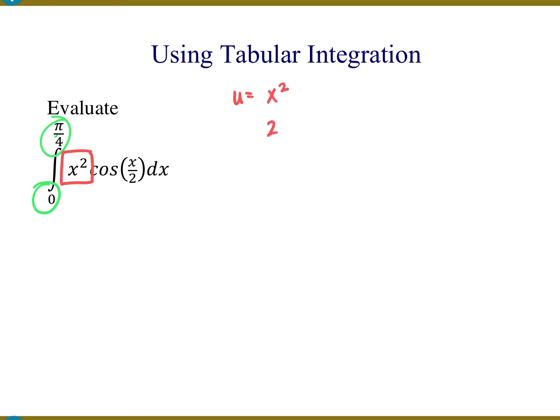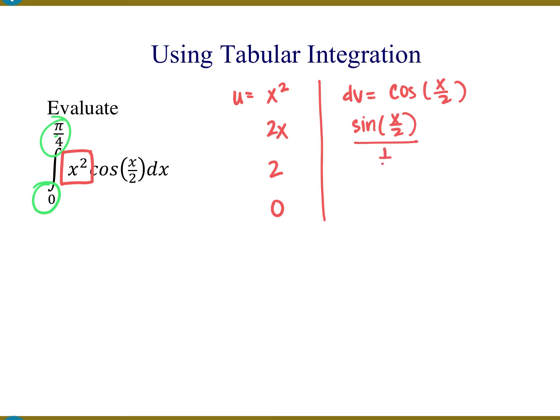And so then I'll go to 2x, and I'll go to 2, and I'll go to 0. And then my other column of the table would be the dv part left over as the cosine of x over 2. And then my antiderivatives for that. So the antiderivative is sine of x over 2. And then the chain rule says I need to divide this by 1/2. But rather than dividing by 1/2, I would rather multiply by the reciprocal. So I'm going to get rid of that, and I am going to multiply by 2 instead.